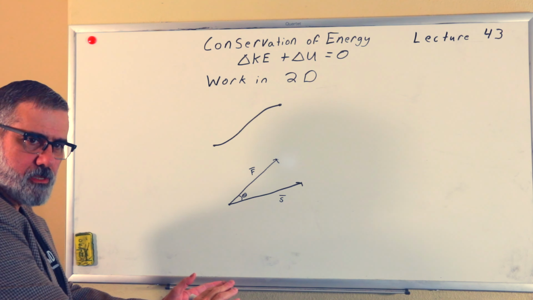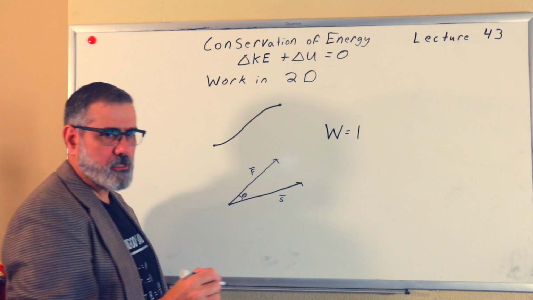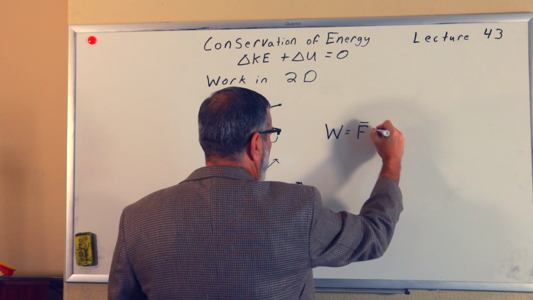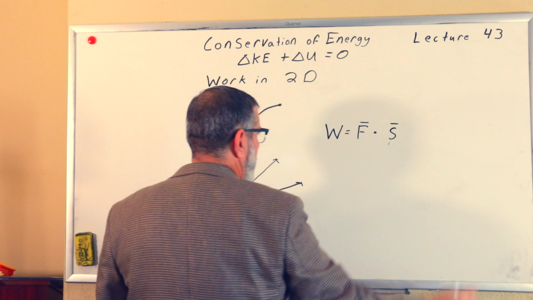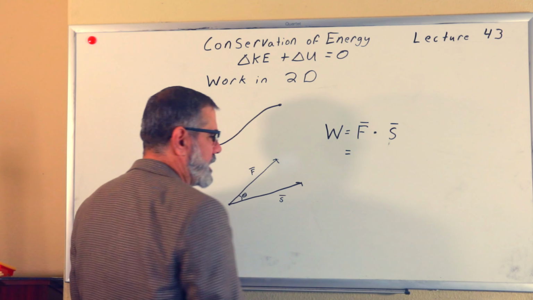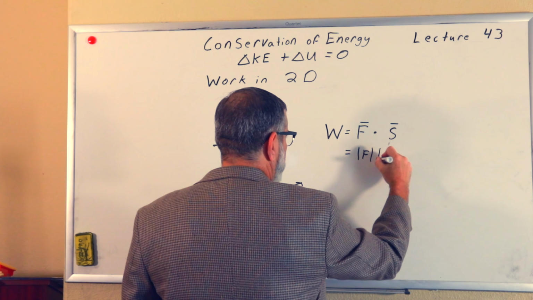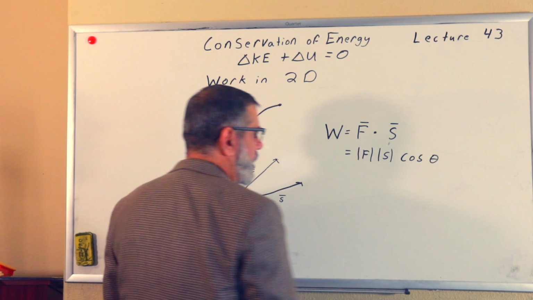How do we figure out what the work is? Well, it turns out the work will be equal to a dot product. And I think we've talked about dot products before. It'll be F dot S, which is, by definition, the magnitude of F times the magnitude of the displacement, times the cosine of the angle between them, okay?